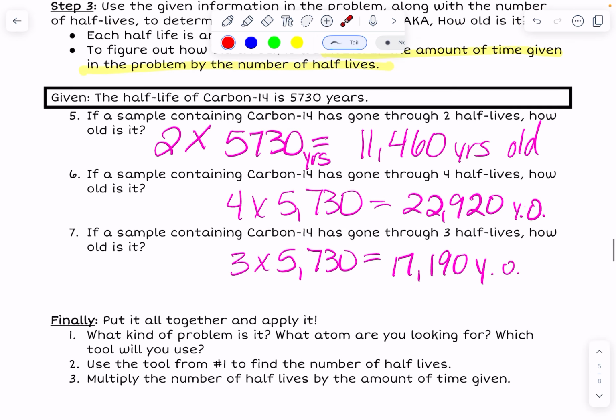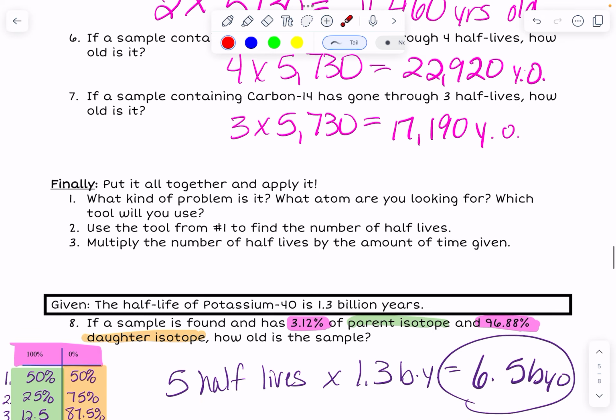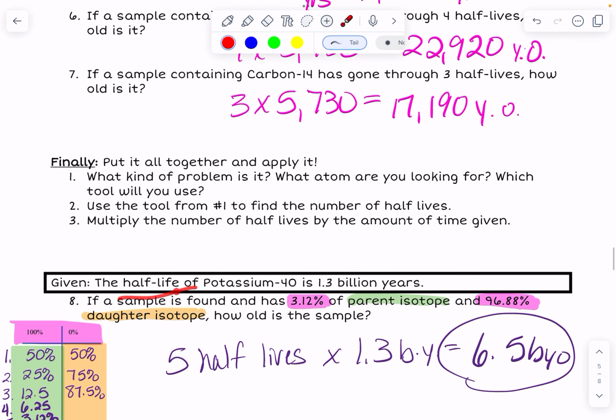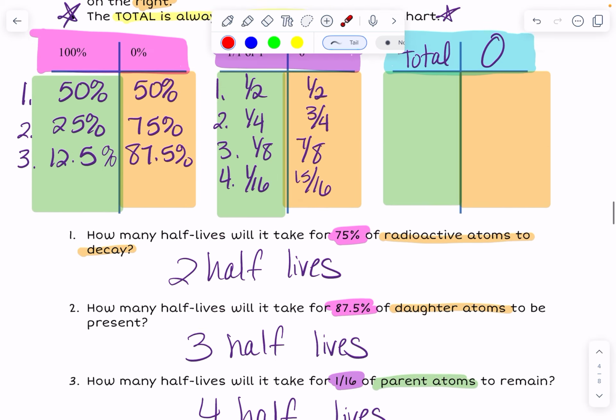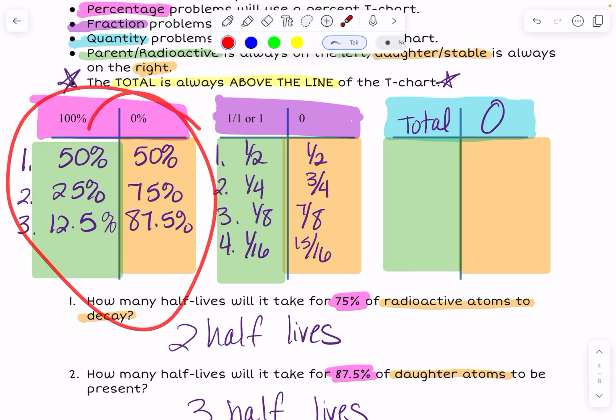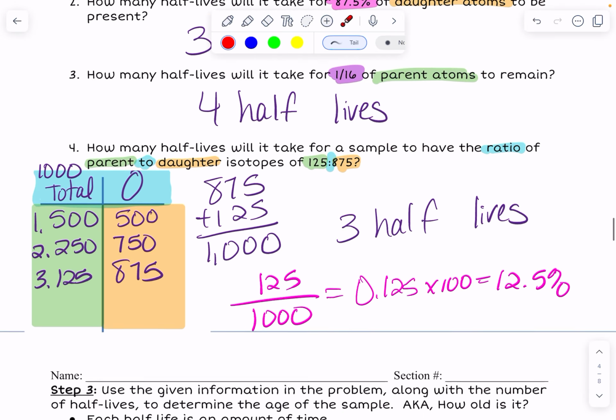So that's the steps to the problem. So let's go ahead and try one. The half-life of potassium-40 is 1.3 billion years. We're always going to give you that. A sample is found and has 3.12%. All I have to do is come up here, grab my percentage T-chart, and it stops at 12.5.